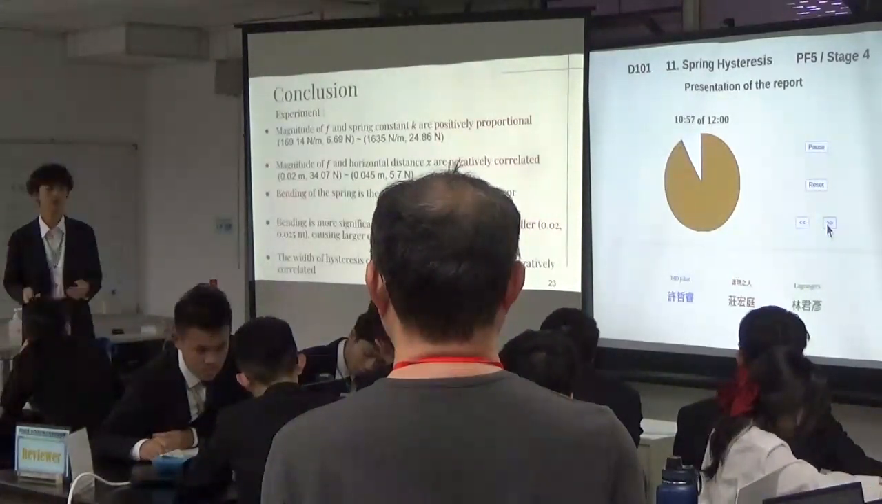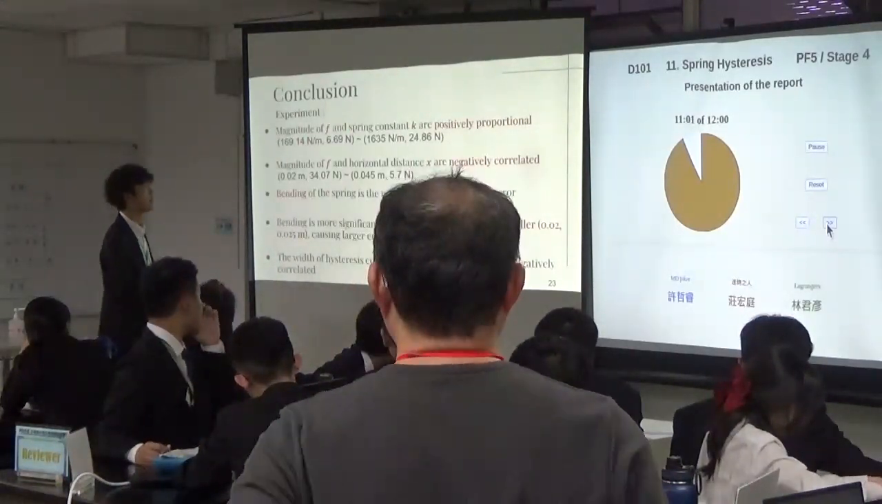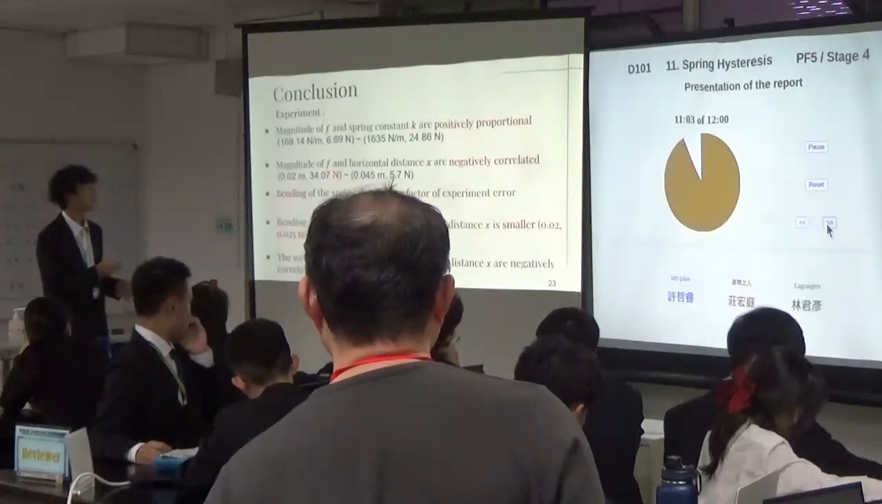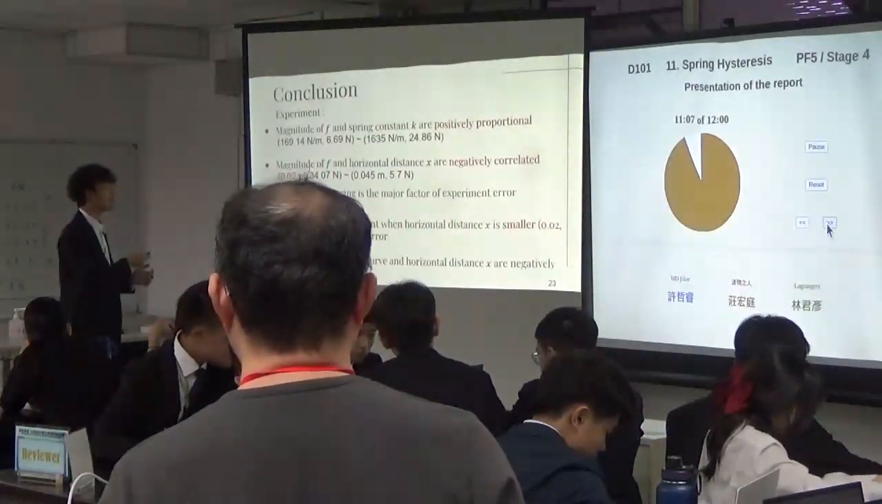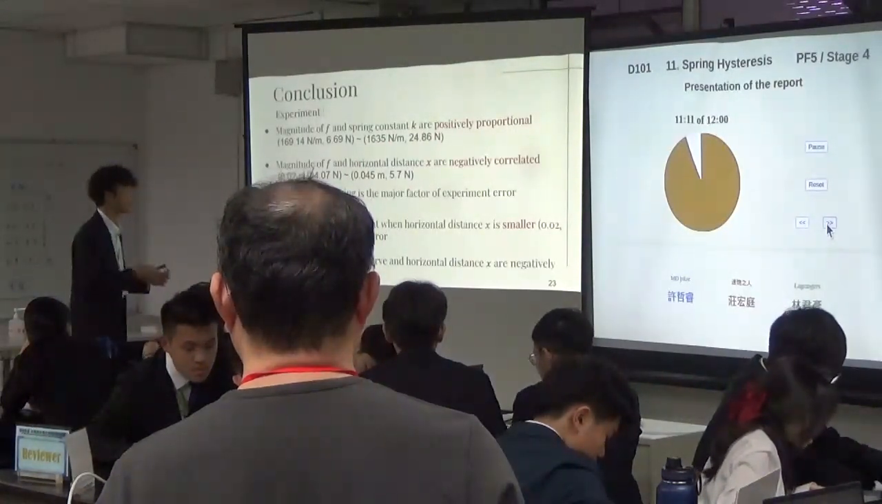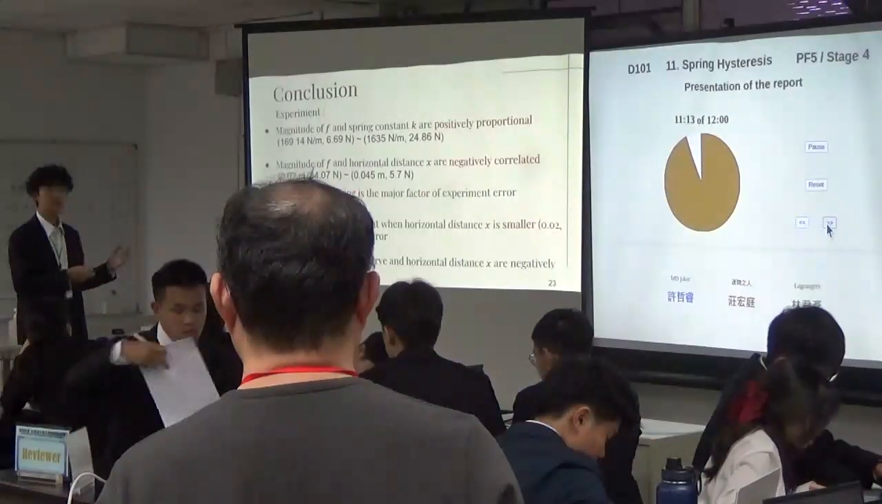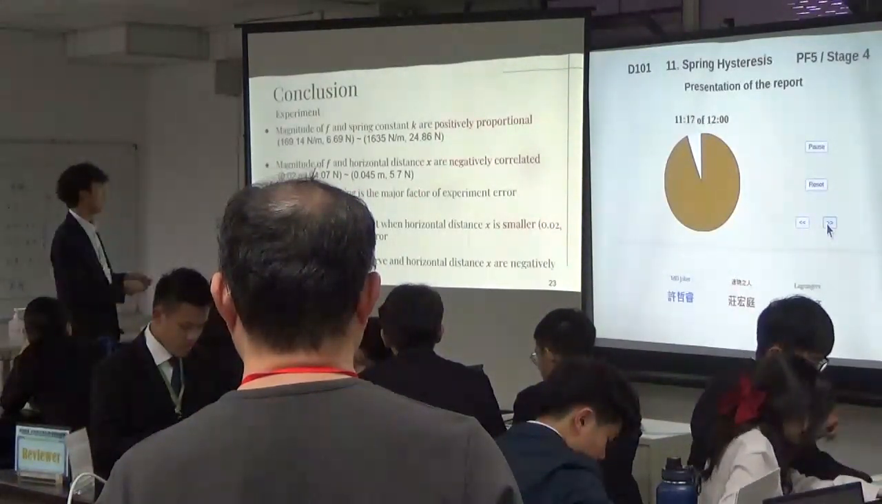And this is the conclusion for our experiment. The magnitude of F and the spring constant k are positively proportional from this range of data we did. And the magnitude of F and horizontal distance x are negatively correlated. And we also discovered that the bending of the spring is a major factor that causes the experiment error.